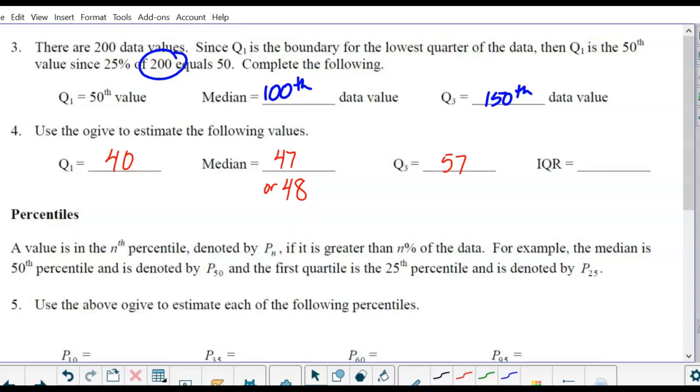Interquartile range would be 57 minus 40. Okay, so 57 minus 40 is 17.